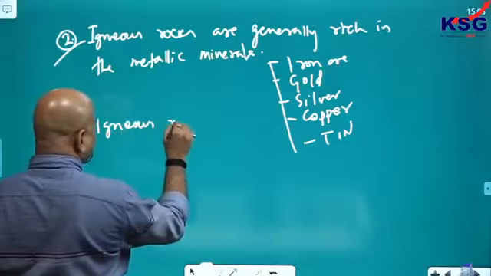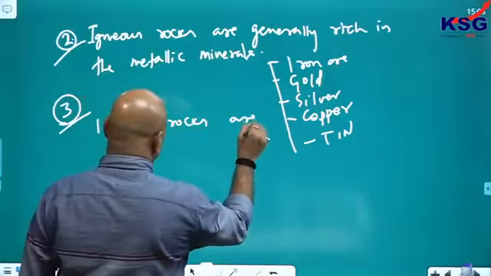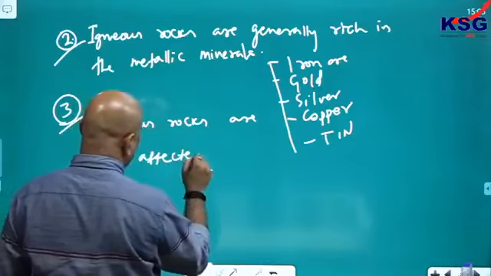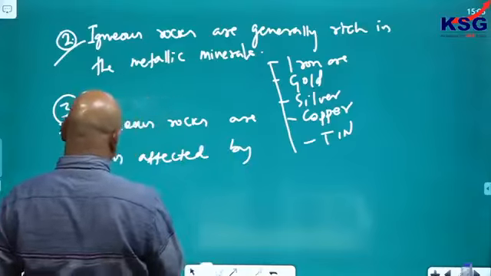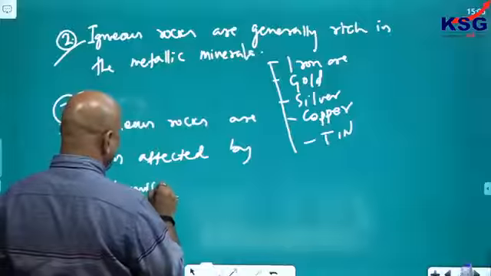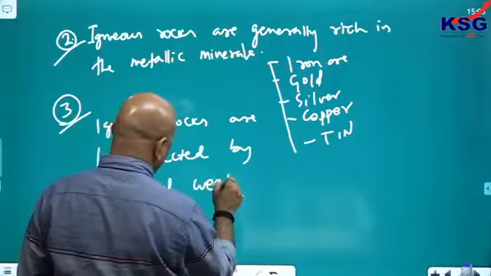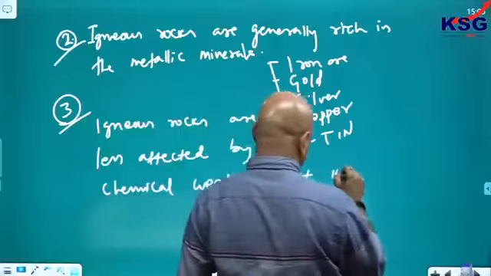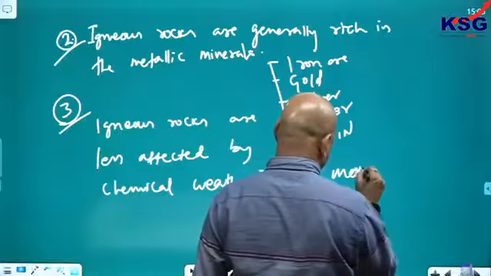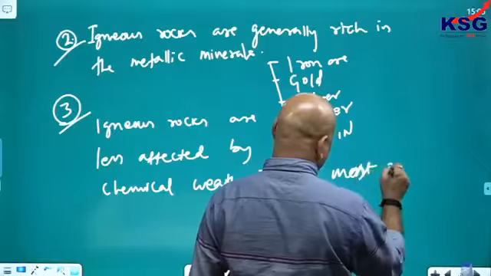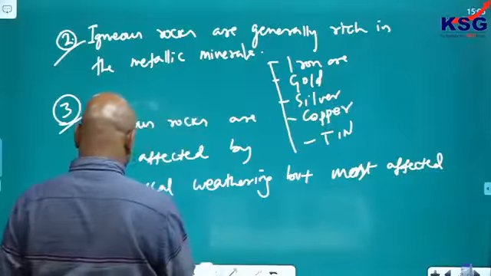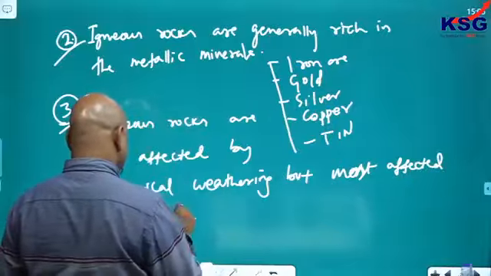Next one: igneous rocks are less affected by chemical weathering, but mostly affected by physical weathering.